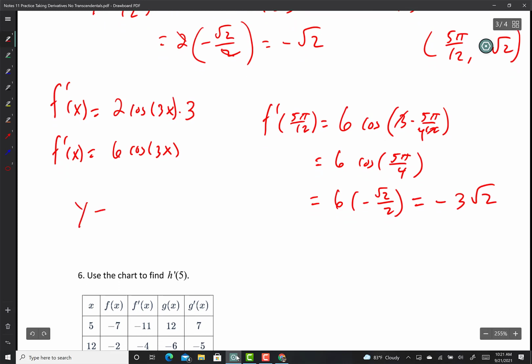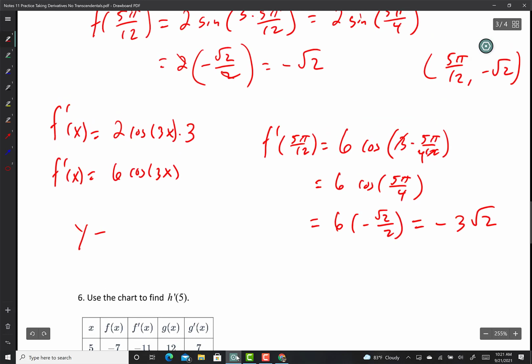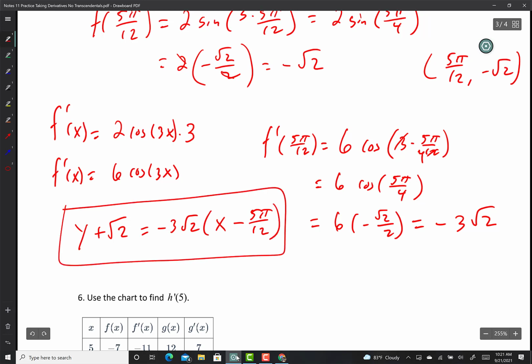Y minus, what was it? Negative square root of 2. So y plus square root of 2 equals negative 3 square root of 2, parenthesis, x minus 5 pi over 12. This one doesn't seem as interesting, but we could watch. If you guys want, we can look at it. Okay, let's see.